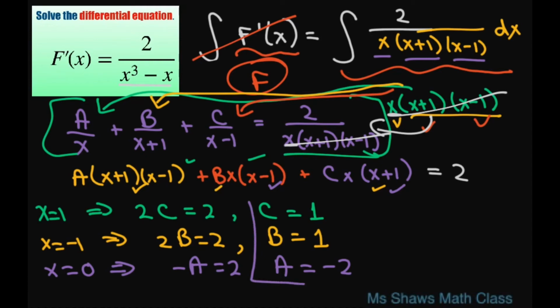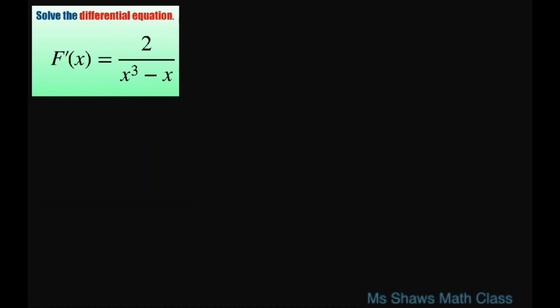So there's your A, B, and C. And then all we're going to do is, again, we already have the left-hand side is f. And we're going to rewrite our function here as decomposed. So let's do that. We're going to write this as f equals the integral of negative 2 divided by x plus 1 divided by x plus 1 divided by x minus 1. I'm just filling in my a, b, and c.